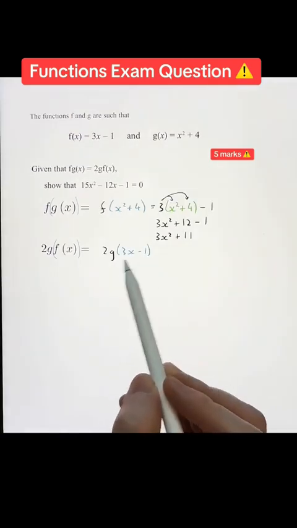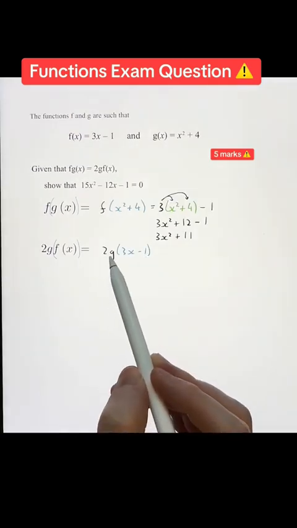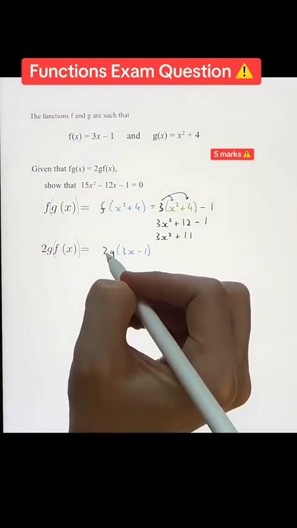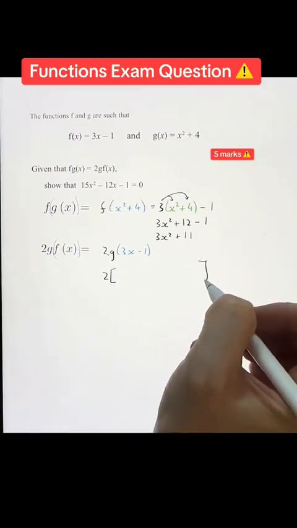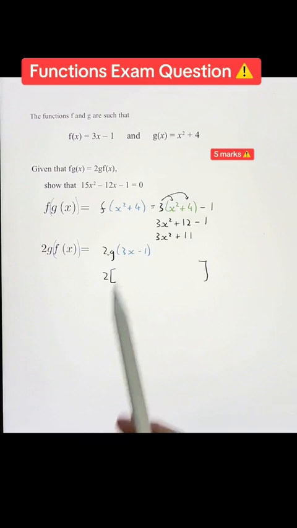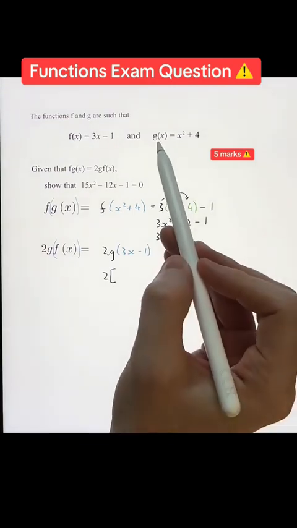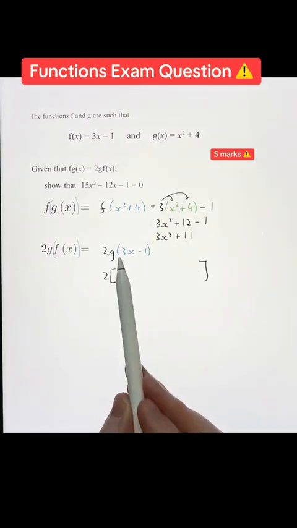This now becomes my input to my outside function. As on my outside, I've got 2g. Well, I know 2g in algebra means 2 multiplied by g. So I'm going to multiply my answer at the end by 2. So on the inside, first I'm going to work out g of 3x minus 1. So into the function g, every time I see x, x is now 3x minus 1.